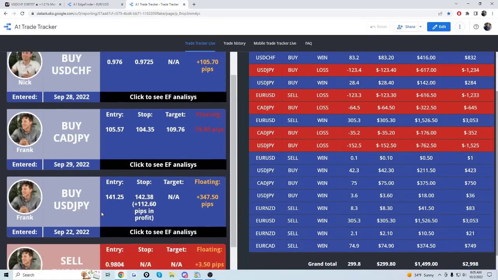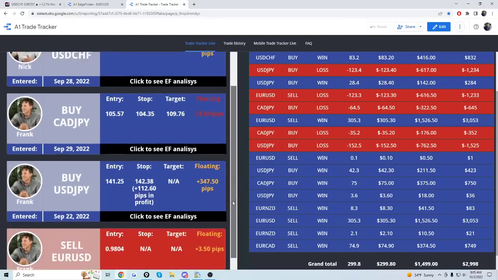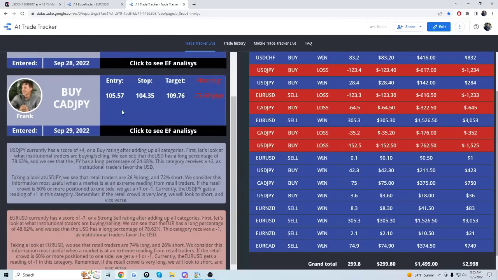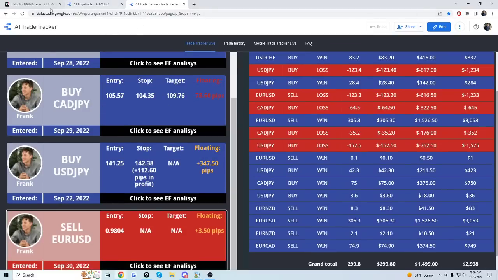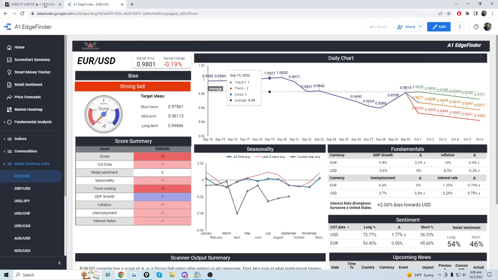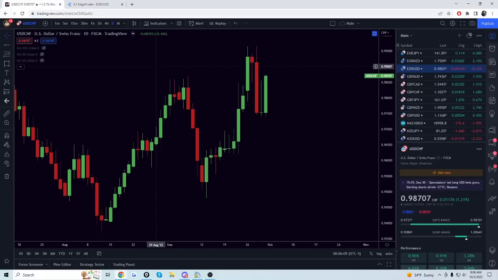Frank is in CAD yen long, dollar yen long, and a euro dollar short, with dollar yen killing it, CAD yen not going too hot, and euro dollar just about break even on his latest trades. So there you go. And again, at any point you can click it, read up on the analysis behind the trade. So really excited about that. We've got just more and more tools coming to the playing field here at A1 Trading. It's just been awesome.